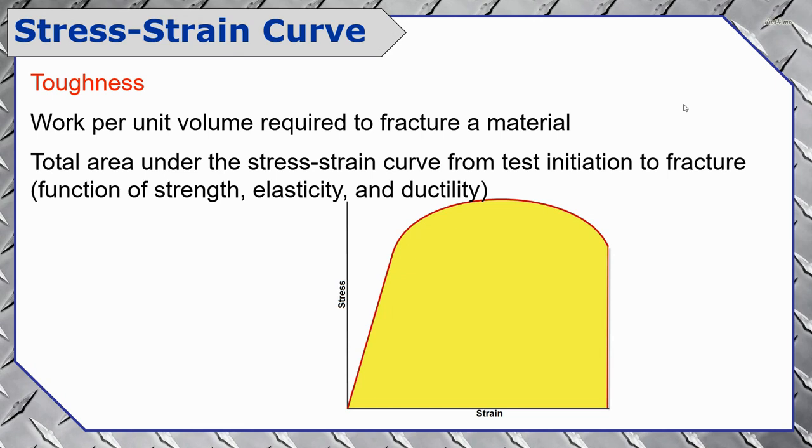Toughness is defined as the total area under the stress strain curve from the test initiation all the way to fracture. So this is a function of strength, elasticity, and ductility. A material that has high strength, high elasticity, and high ductility is going to be able to withstand a lot of work, a lot of energy. It's going to resist fracture even under lots and lots of stress.